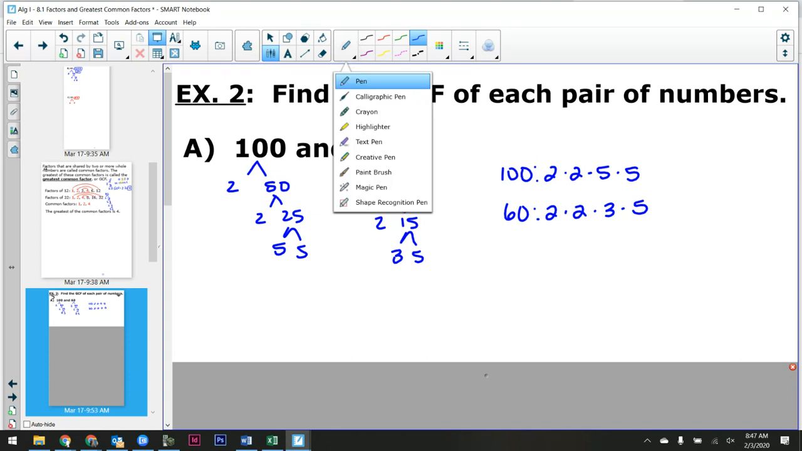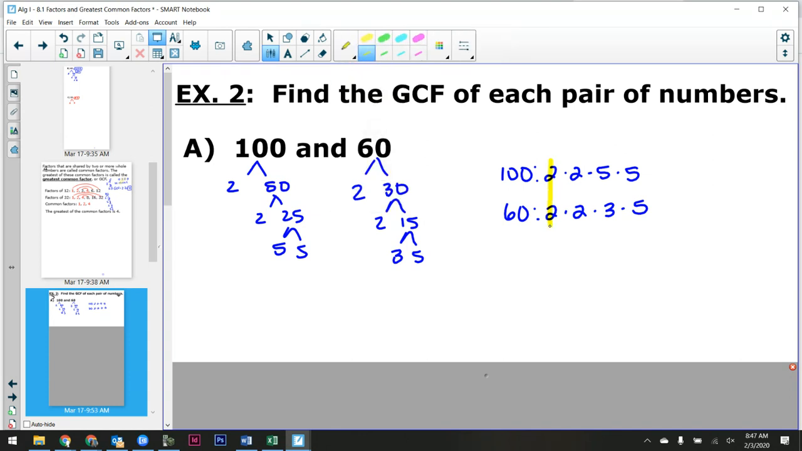Okay, now I'm going to highlight common factors. I've got a set of 2s in common, another set of 2s in common, and then I've got a set of 5s in common, right? Everybody following me there? So my GCF is now going to be a set of 2s, a set of 2s, and a set of 5s. What is 2 times 2 times 5? What's 2 times 2? 4. What's 4 times 5? 20. We were right. The GCF is 20. Does that make sense?